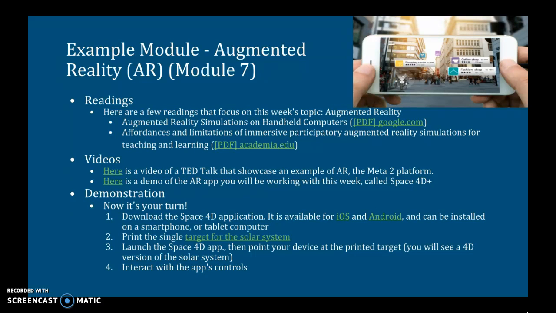This would be Module 7, or Week 7, Augmented Reality Introduction. So in this example, students will be given different academic articles they are to read before completing the forum post for that week. Here you can see they have 2, which would be documented. 1 based on augmented reality simulations on handheld computers, and the second, affordances and limitations of immersive participatory augmented reality simulations for teaching and learning. Attached are 2 hyperlinks to each article.